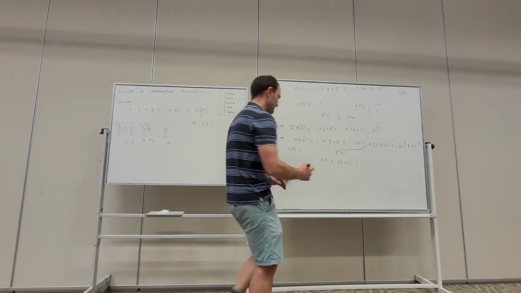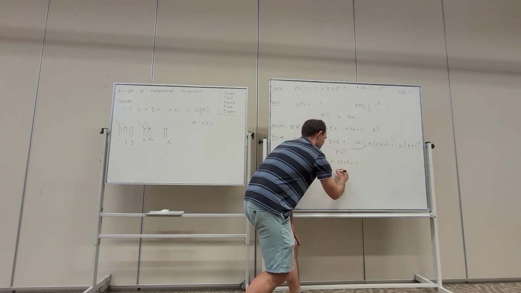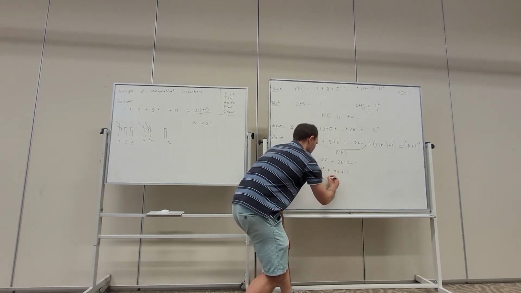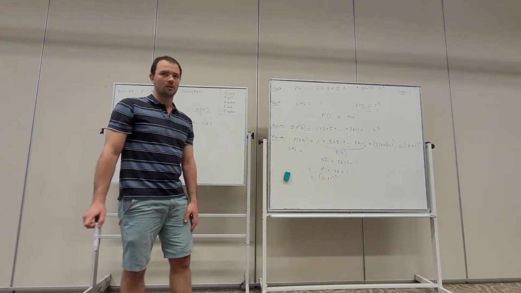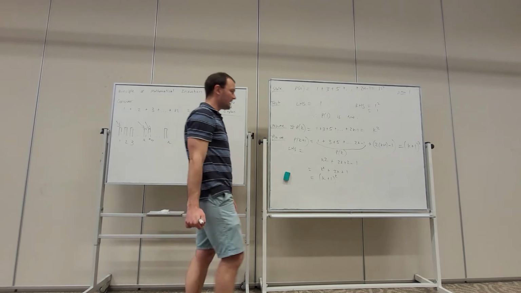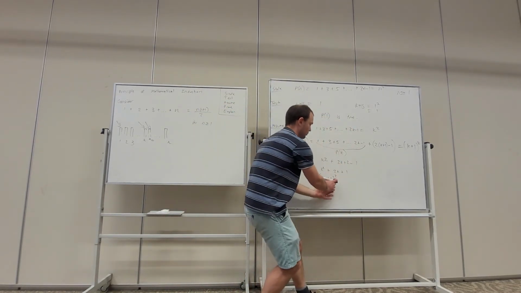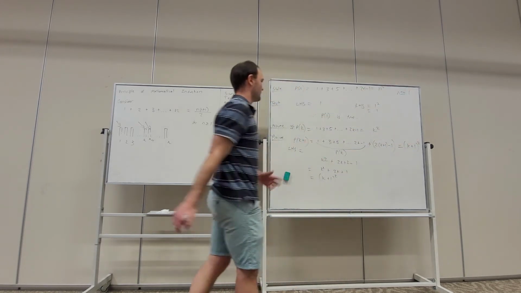Okay, let's process it a bit more. We can collect those like terms there. That's going to be k squared plus 2k plus 1. And we can factorise it to be k plus 1 squared. Okay, so what we've shown here is if p of k is true, then p of k plus 1 is also true. The left-hand side is equal to the right-hand side.